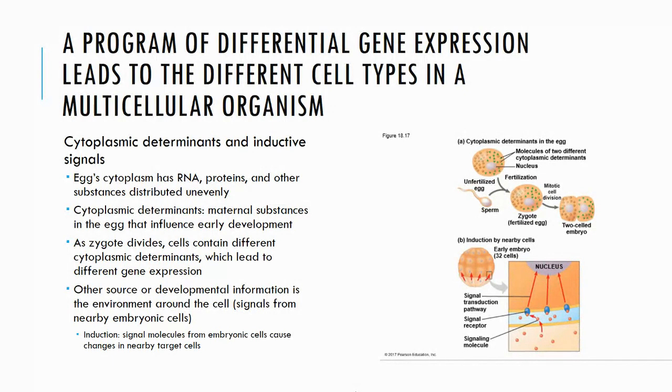And so in figure 18.17, you can see the cytoplasmic determinants, again, unevenly scattered throughout, and also an example of induction by nearby cells, which is the classic signal transduction pathway that we all wish we didn't have to know and could forget about.